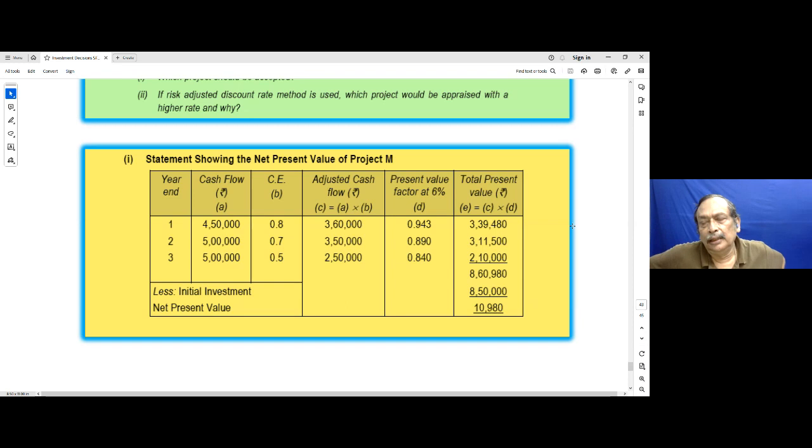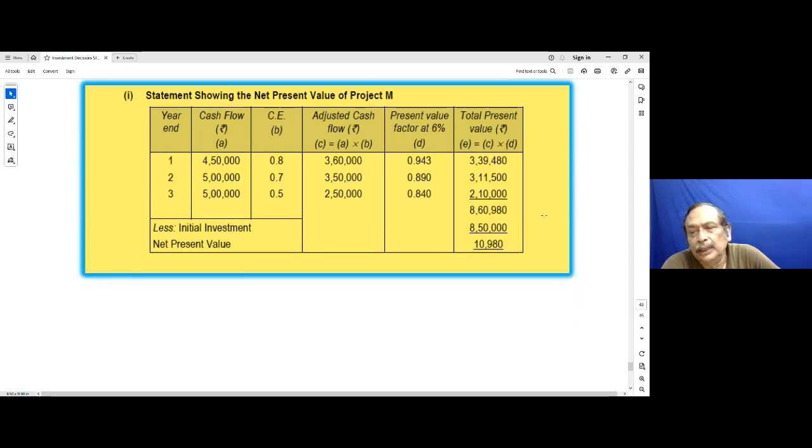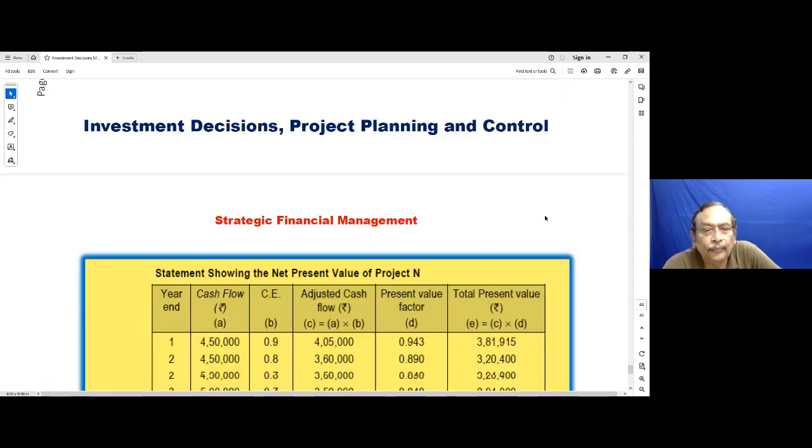We get present value at the end of year 1, 339,480. Similarly, at the end of year 2, 3,11,500. At the end of year 3, 2,10,000. So total present value comes to 8,60,980. Less initial investment. So net present value, we get positive 10,980.